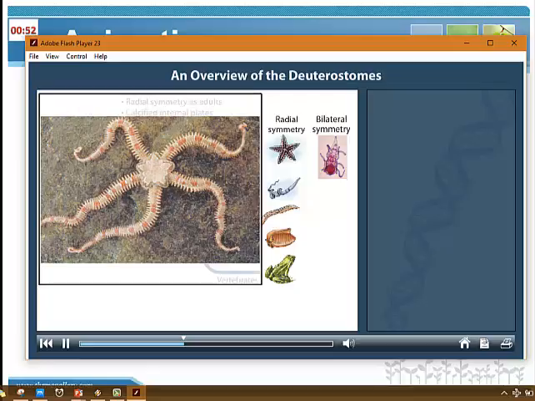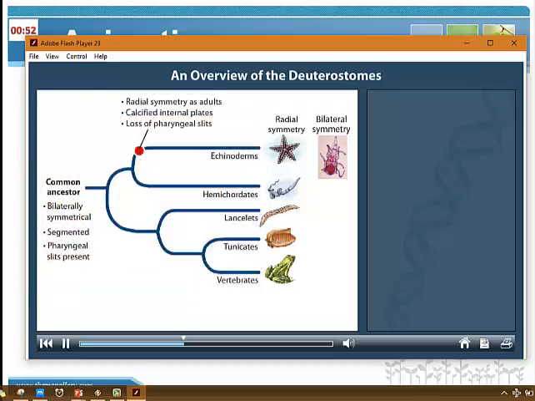It turns out that living echinoderms also lack pharyngeal slits, a feature found sometime during the development of all other deuterostomes. However, gill-like structures have been found in fossilized ancestral echinoderms, so echinoderms did at one time have pharyngeal slits, but lost them during their evolution. Hemichordates are worm-like marine deuterostomes. Hemichordates, unlike echinoderms, remain bilaterally symmetrical into adulthood.